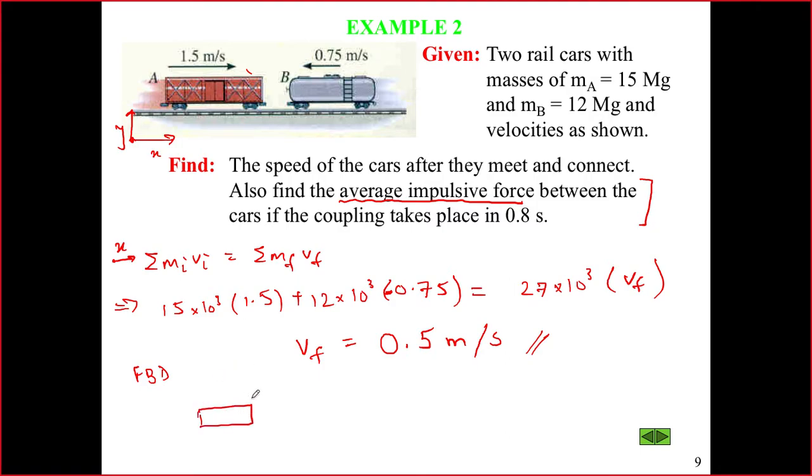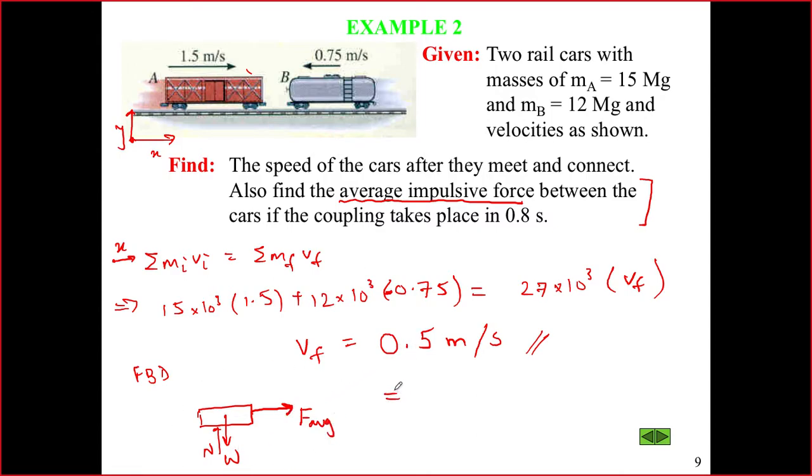There is no friction. So in my free body diagram, weight downwards, normal force to the right, and then this impulsive force, which I'm going to draw to the right positive right now, which is going to be my F average. That's it. That's all that's acting on it.